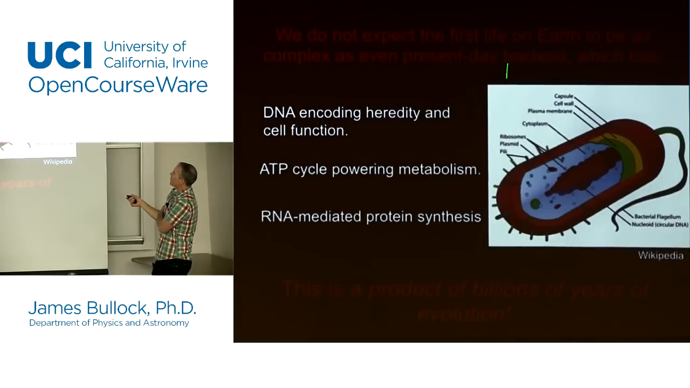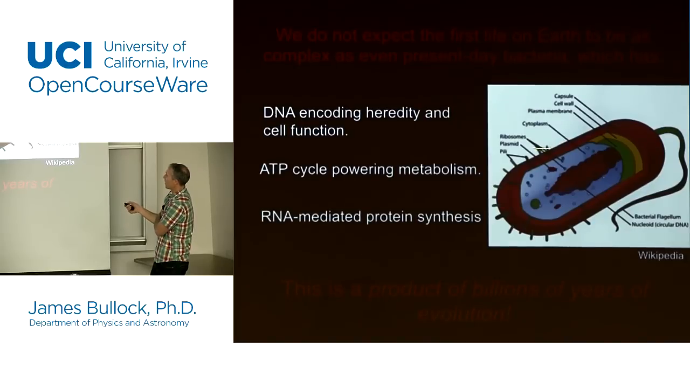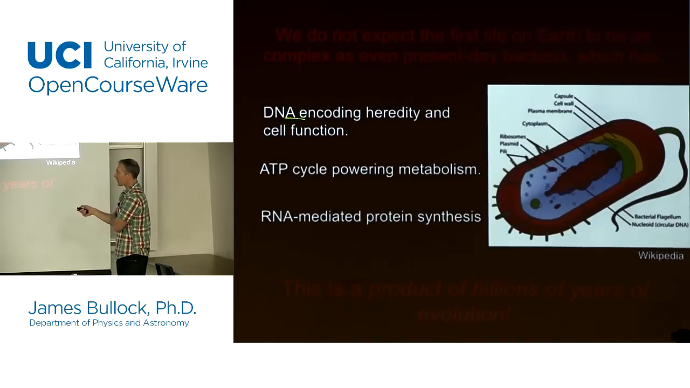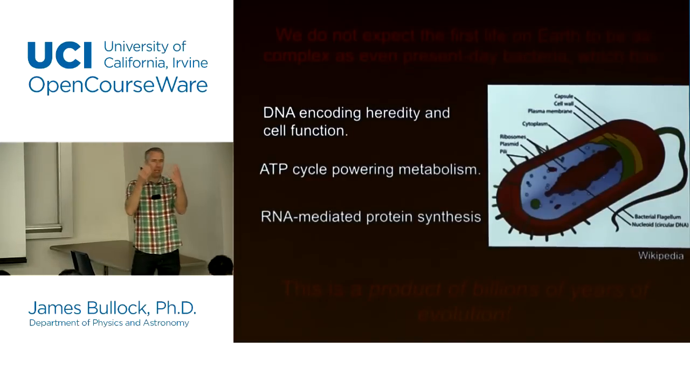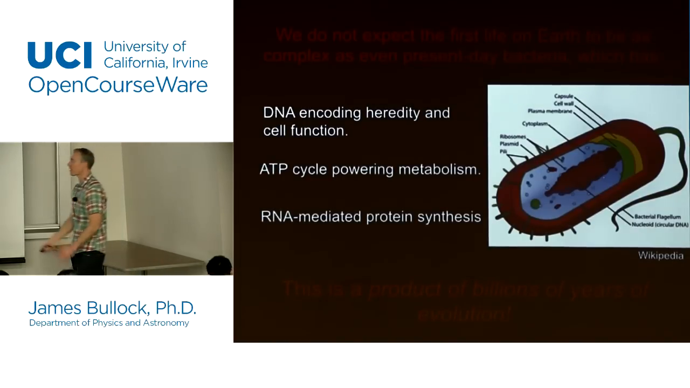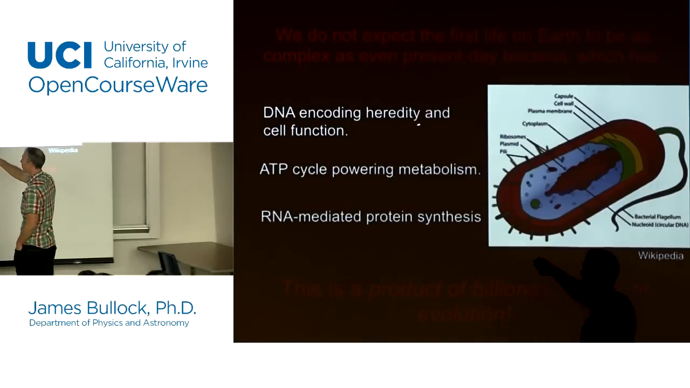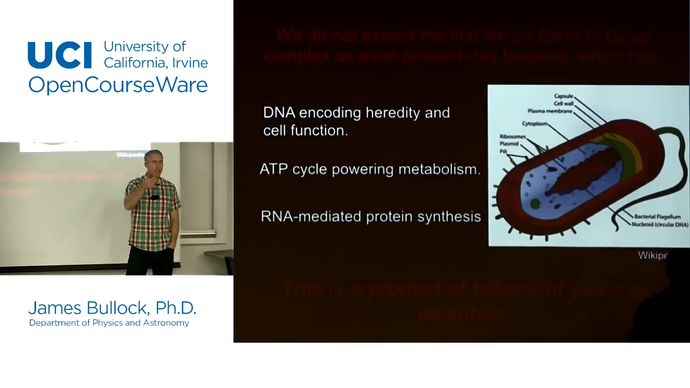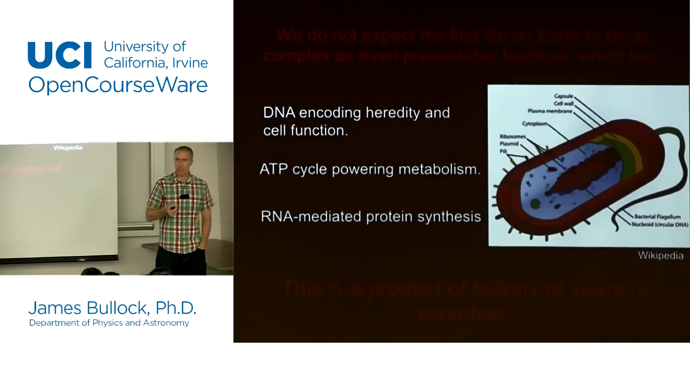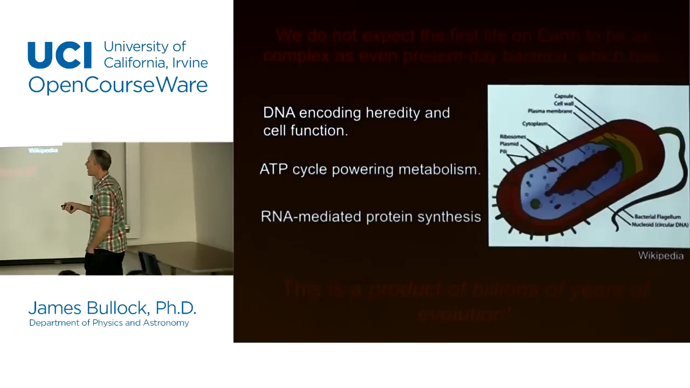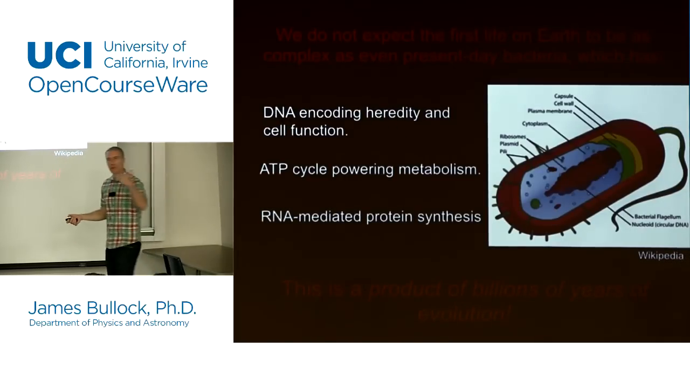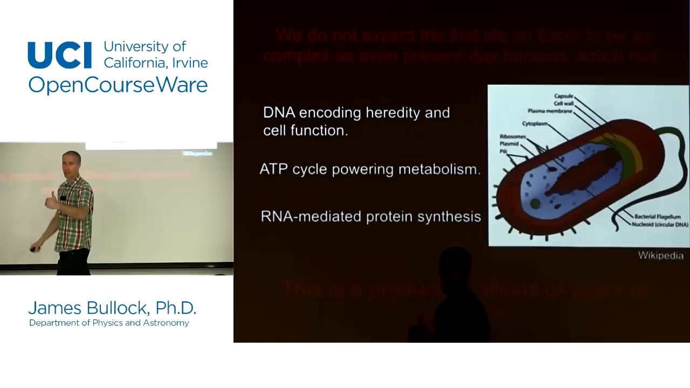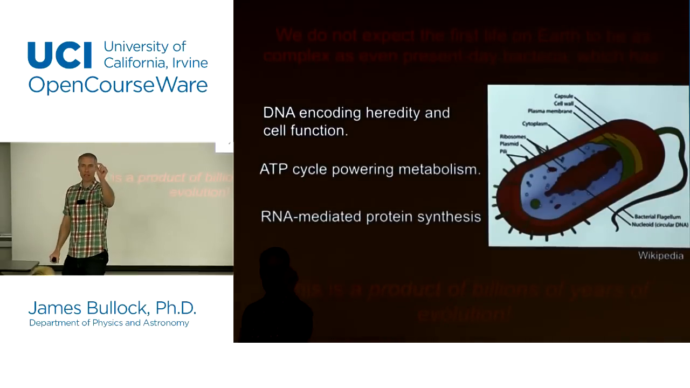As I mentioned before, we do not expect the first life on Earth to be as complex as present-day bacteria. Okay, present-day bacteria do all kinds of things, all kinds of incredibly complex things, even though we think of bacteria as so simple, right? But they do amazing things, right? They have DNA, they code heredity. They have this ATP cycle, which is a battery to provide energy to cell function. And they have RNA-mediated protein synthesis, okay? All this stuff is a product of billions of years of evolution to happen, even in the simplest little bacteria.